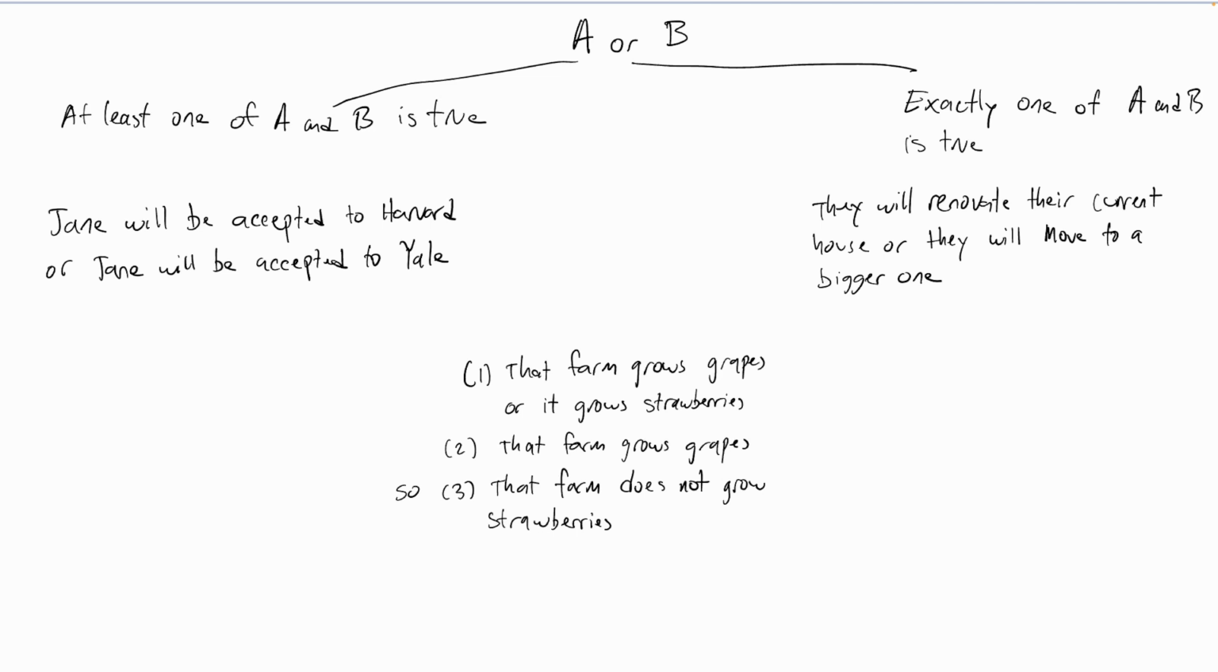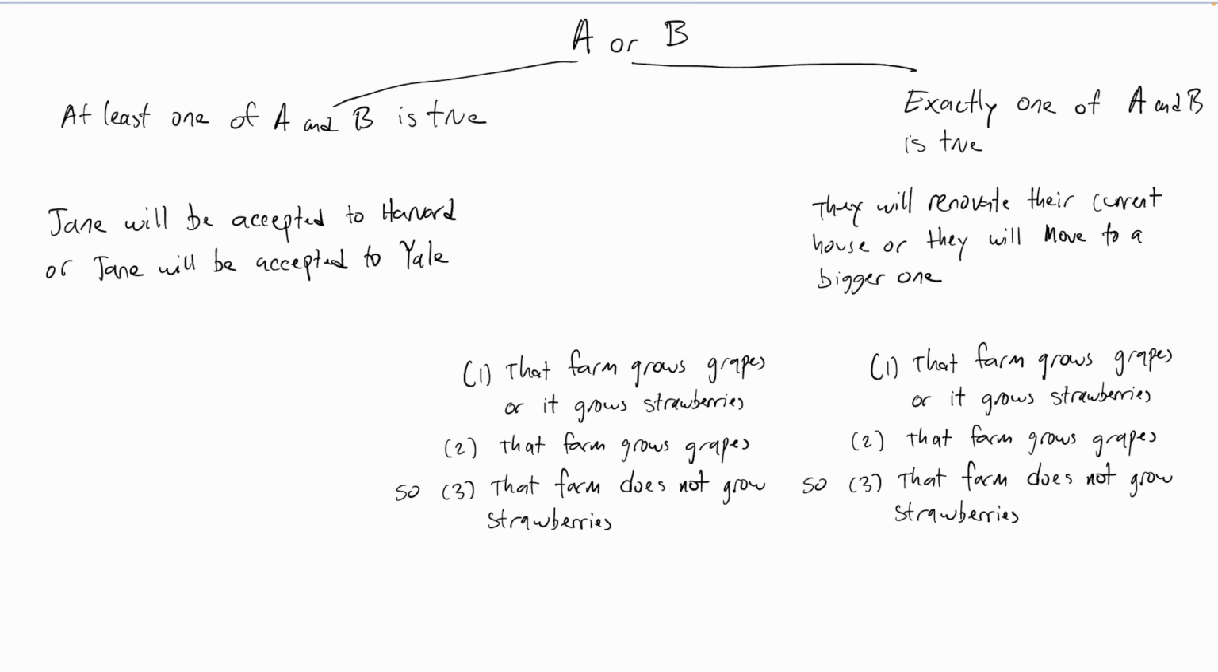Well, if or is ambiguous in the way that we've talked about, then there are 2 ways to interpret the first premise. If or is being used in the exclusive sense in that first premise, then it's asserting that the farm grows exactly one of the 2 fruits, grapes or strawberries. In combination with the second premise that the farm grows grapes, that entails that the farm does not grow strawberries. So if or is being used in the exclusive sense in the first premise, then we have a valid inference.